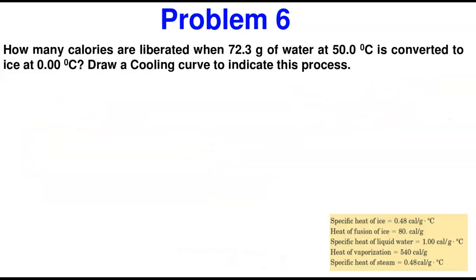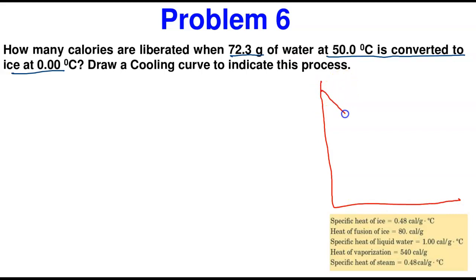The next problem, and we're getting close to the end of this class. It says, how many calories of heat are liberated when 72.3 grams of water at 50 degrees Celsius is converted to ice? Now this is a question involving the heating curve, right? And it says draw a cooling curve indicating that process. I usually say to the student, try to always make up a heating curve hypothetically to help you do a problem. So I'm going to make up a quick one.